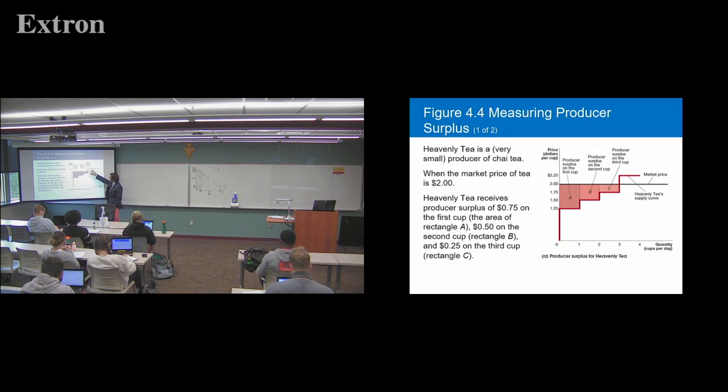Now this last unit, this fourth unit, costs $2.25 to make. That's more than the $2 price they're receiving, so a firm isn't going to choose to produce that last unit. So they'll end up producing three units, with a producer surplus of $1.50. So the total area, you add up A, B, and C, 75 cents, 50 cents, 25 cents, you end up with $1.50. So that's their producer surplus.